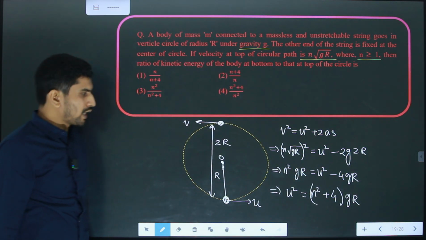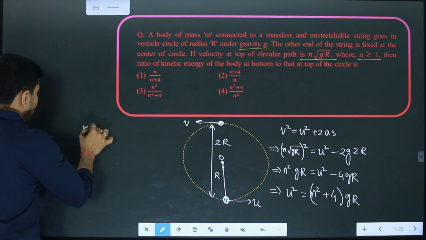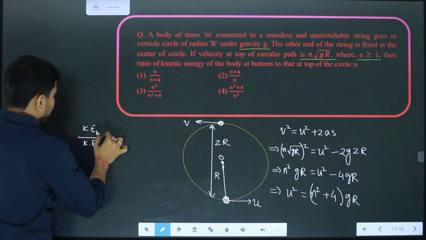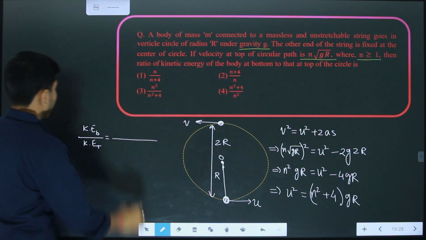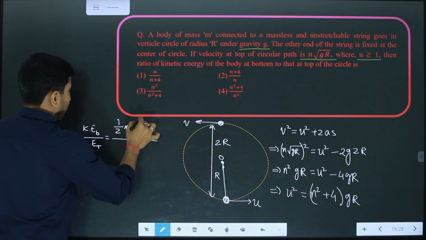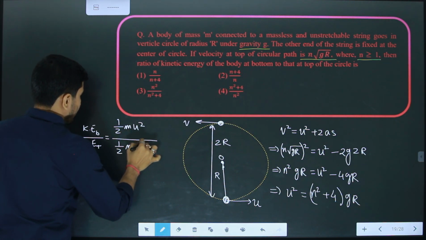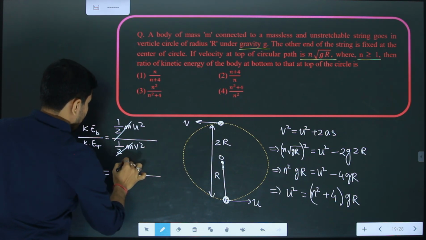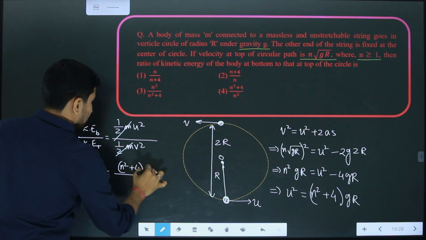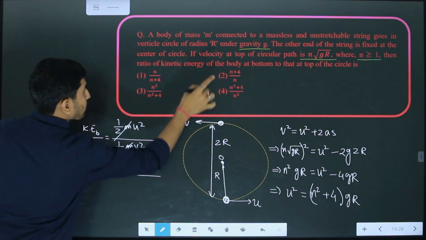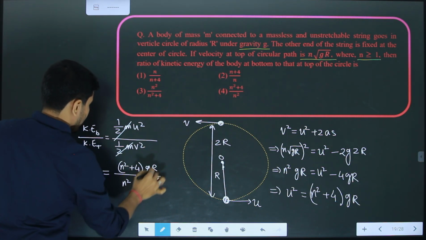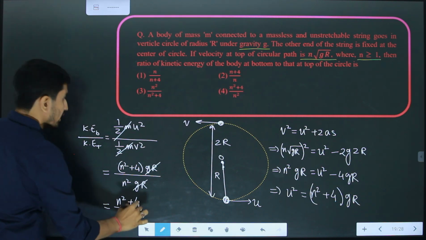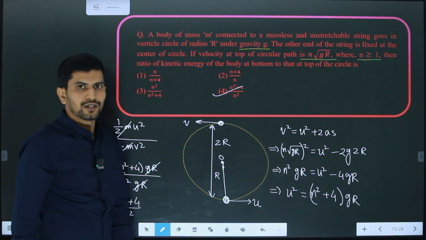Now let's calculate the ratio of the kinetic energy. So kinetic energy at the bottom divided by kinetic energy at the top. Okay. Bottom to the top. So this is half of m multiplied by u square divided by half of m multiplied by v square. This gets cancelled. What is u square's value? U square is n square plus 4 multiplied by gr, and v square is n square gr. Okay, so gr gets cancelled, and we are left with the answer n square plus 4 divided by n square.